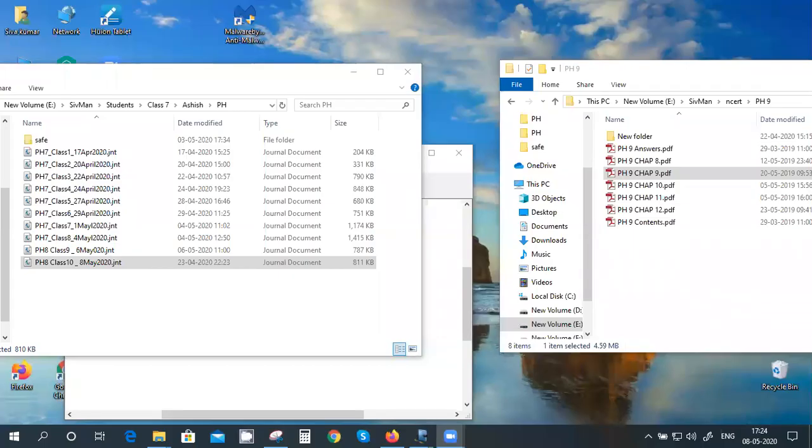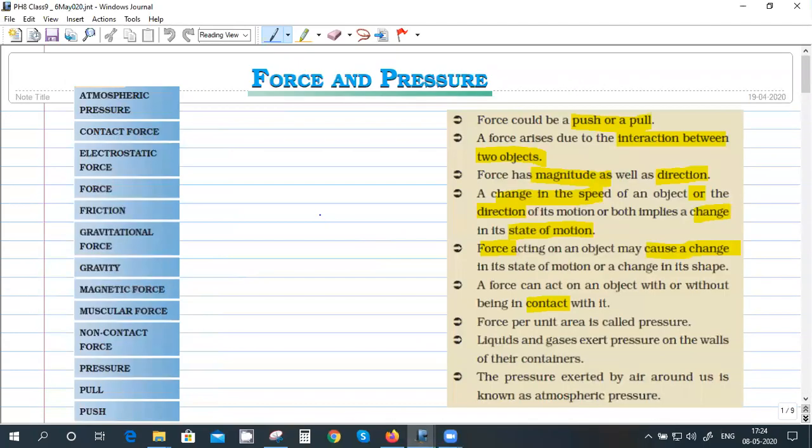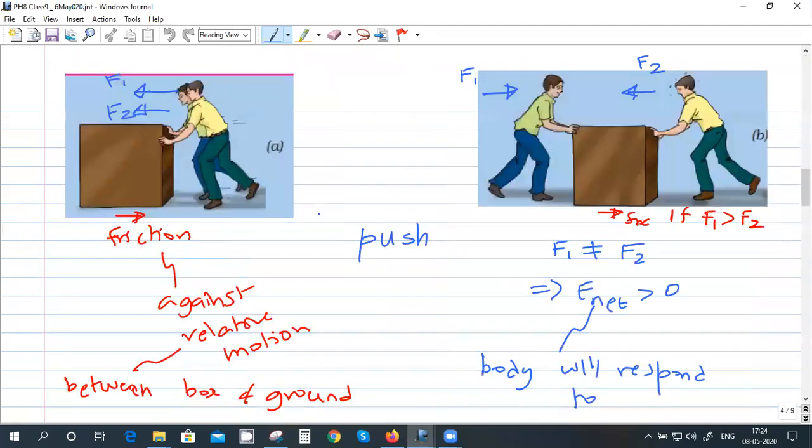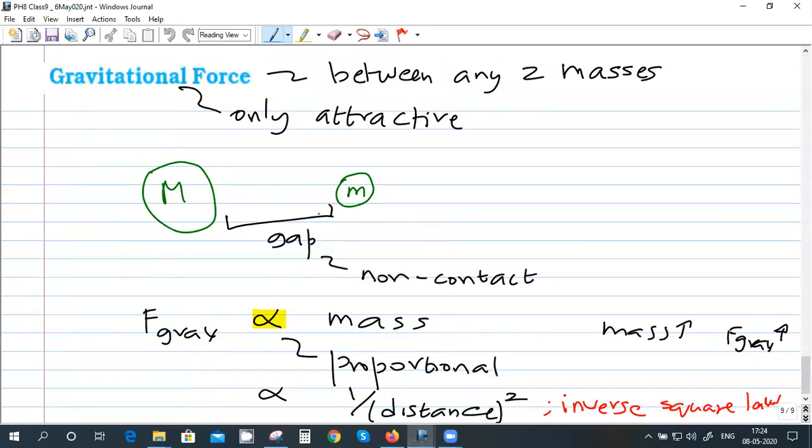Force and pressure. Okay, you can see the screen? Yes, sir. So this is what we did last time, force and pressure, right? So in the end, did I say what is pressure? Yes, sir. What is pressure?